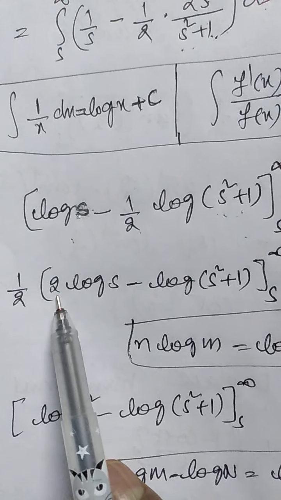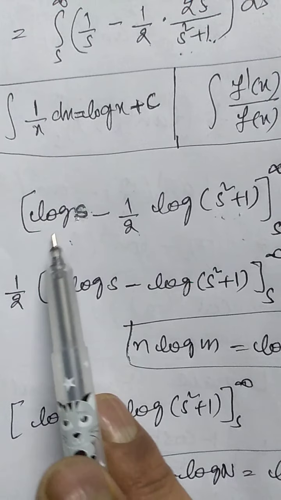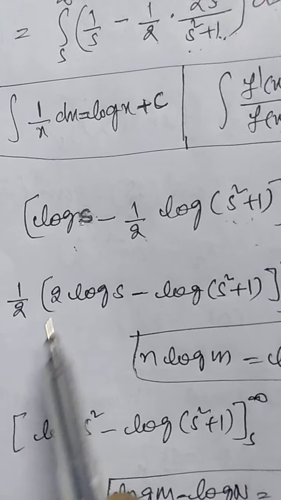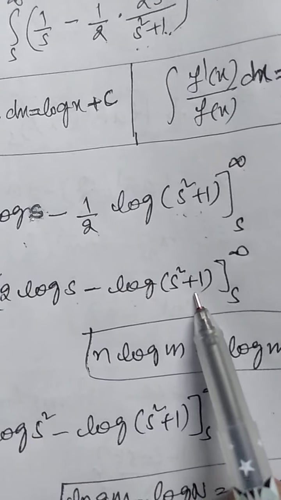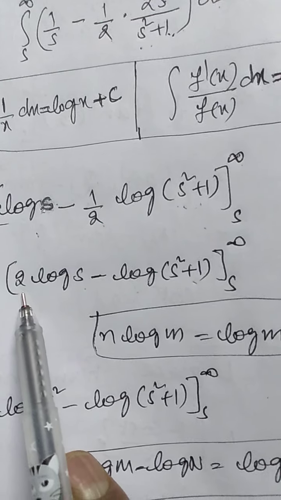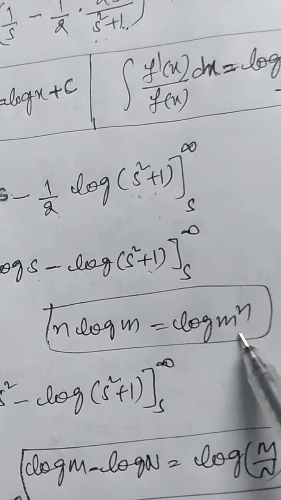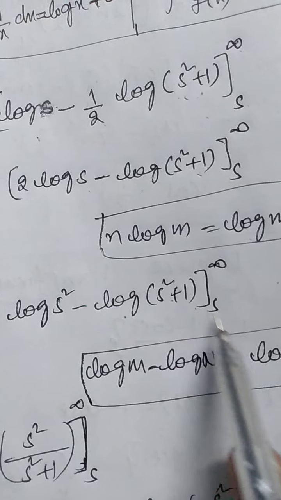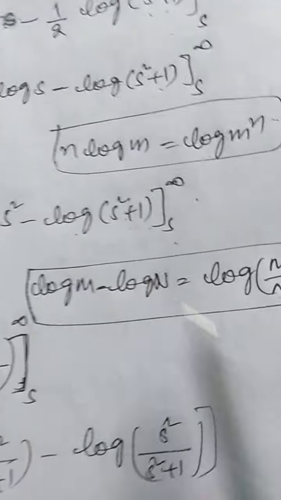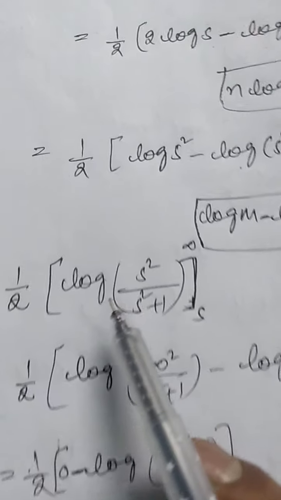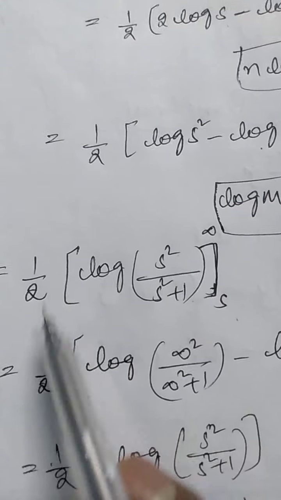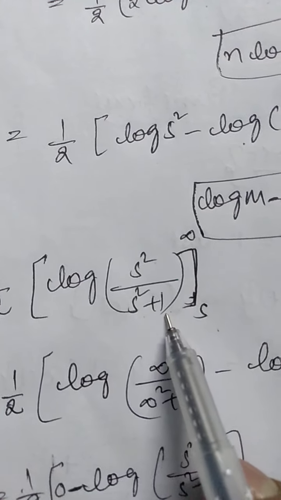Taking 1 by 2 common, 1 by 2 into 2 means, by cancellation of 2, we get logarithm of s. So we get 1 by 2 into (logarithm of s minus logarithm of s square plus 1). In the form of n into logarithm of m, it can be written as logarithm of m to the power of n. So we write logarithm of s square minus logarithm of s square plus 1 between the limits s to infinity. Also, logarithm of m minus logarithm of n is equal to logarithm of m by n. So we write 1 by 2 into logarithm of s square divided by s square plus 1 between the limits s to infinity.